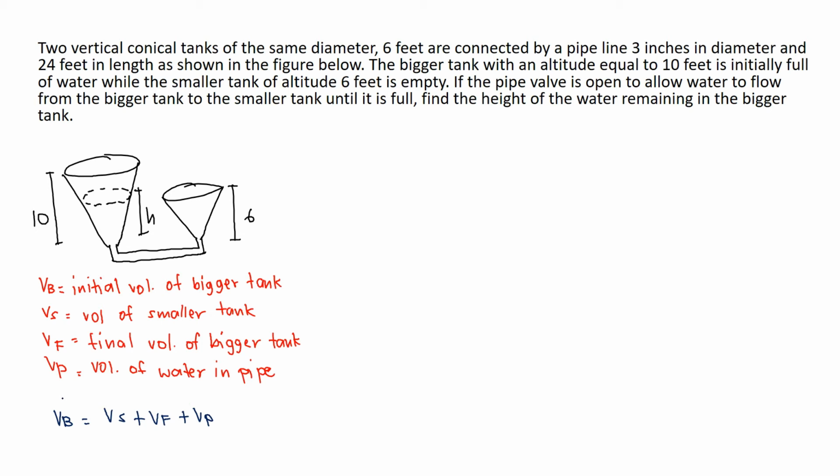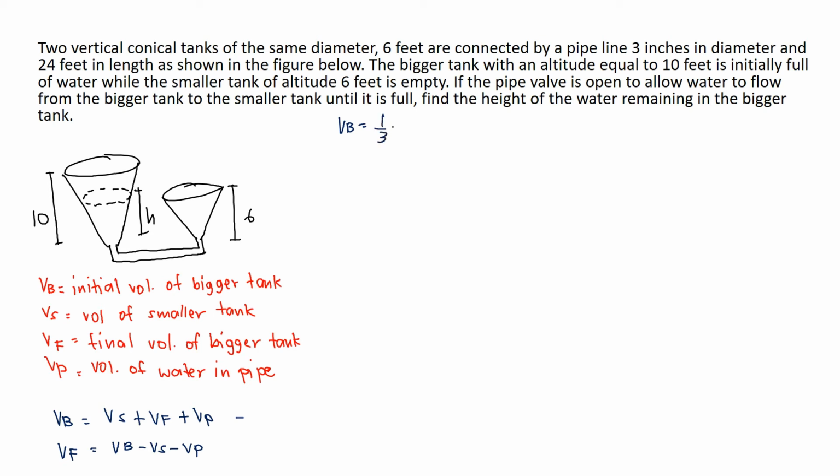Alright, so what we need to do is actually solve for the final volume, since the height of the final volume is our concern. Let me rearrange the equation: VF equals VB minus VS minus VP. So the goal now is to solve for the volumes of all four. Let's start with VB, the initial volume of your bigger tank.